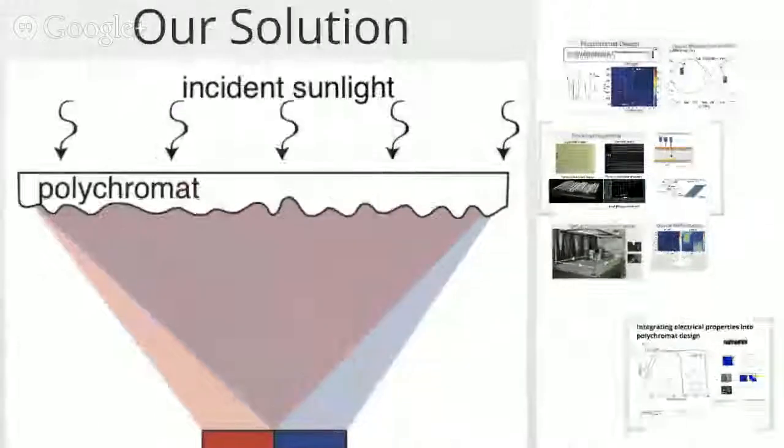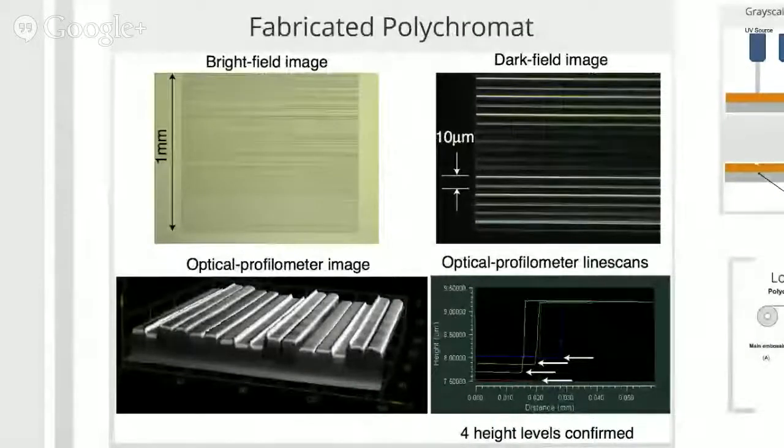So this is one of the polychromats that we fabricated. This is the bright field image. Again, you can see the little lines. It's about 1 millimeter this way, about 1 millimeter this way, and these are about 10 microns wide. This is the dark field image where you can see the different edges. And this is an optical profilometer image where you can see the different heights. They look like pianos. They're beautiful, actually. Look at it. And you can also look at the different levels.